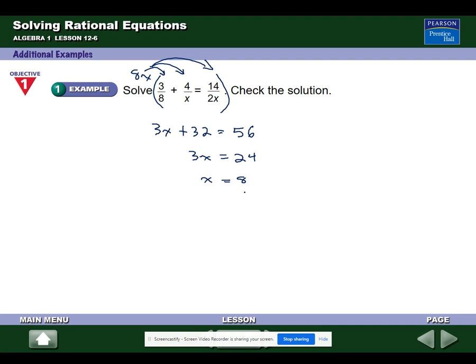Now, it does say check your solution. Let's do that real quick. 3/8 plus 4 over x, and we just figured out that x is 8. Wondering if that's equal to 14 over 2x, which is 2 times 8, which is 16, right? Well, 3 plus 4 would be 7/8, and 14/16 reduces to 7/8. So it checks, and that does mean that x equals 8 is our solution.